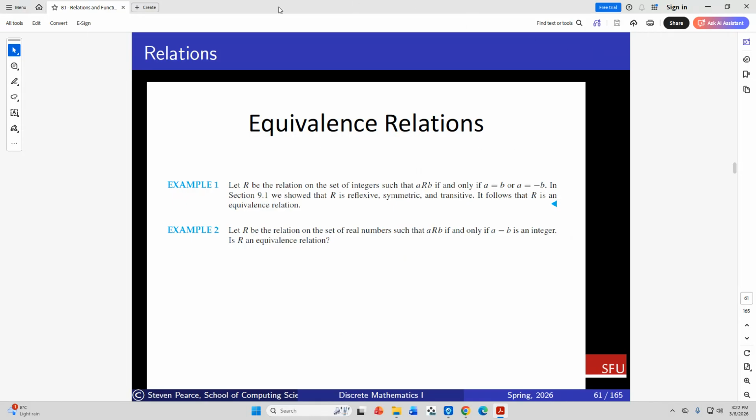Okay, here's one. The example here: let R be the relation on the set of integers such that A is related to B if and only if A equals B or A equals minus B. In section 9.1, we showed that R is reflexive, symmetric, and transitive. It follows that R is an equivalence relation. Example 2: let R be the relation on the set of real numbers such that A is related to B if and only if A minus B is an integer. Is R an equivalence relation? Let's look at that now.